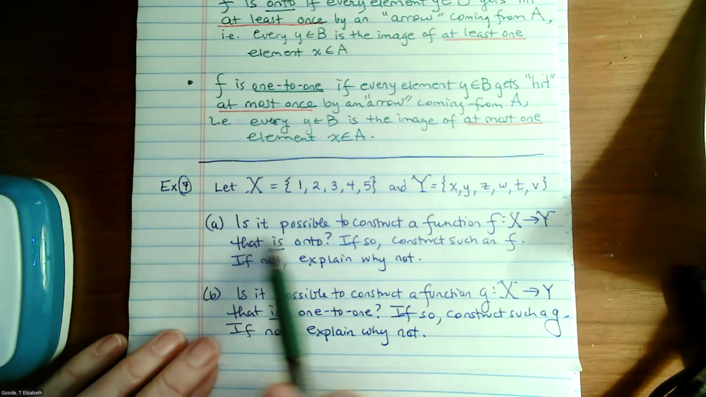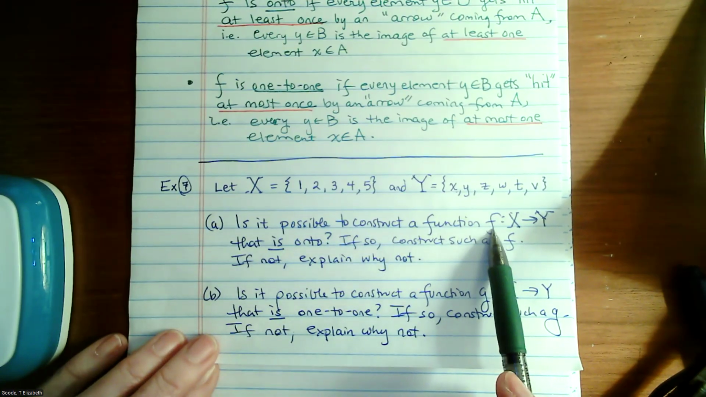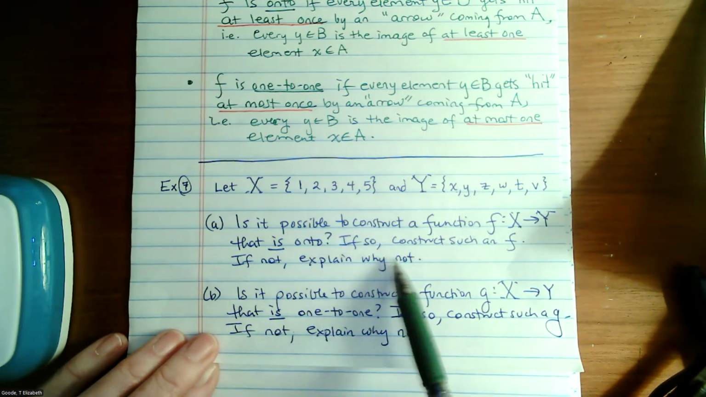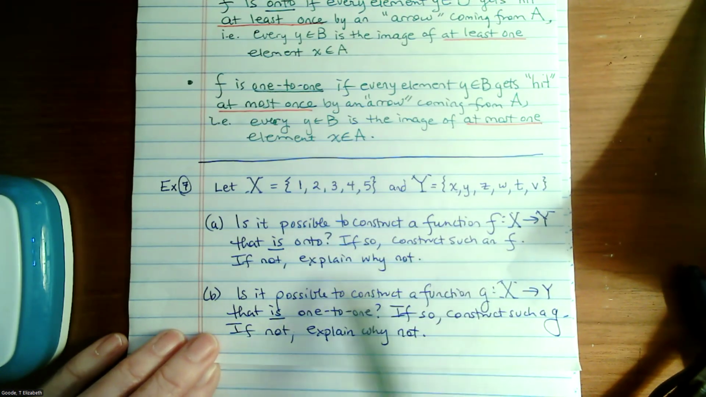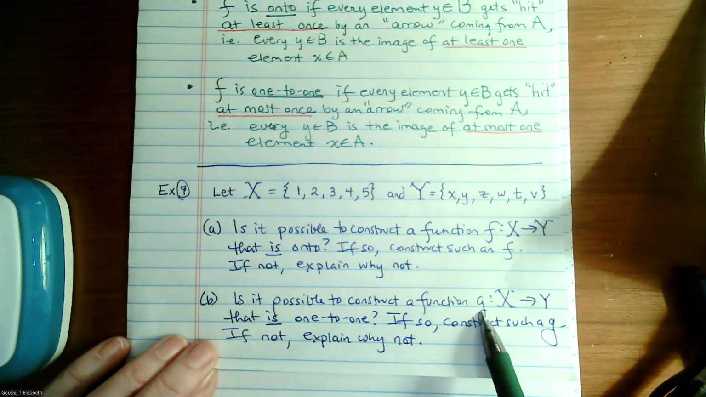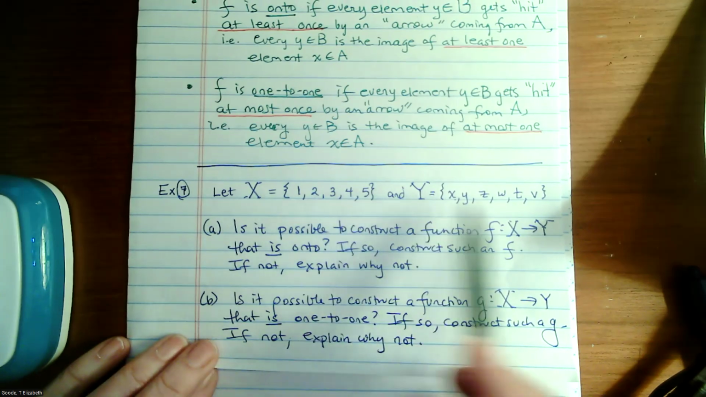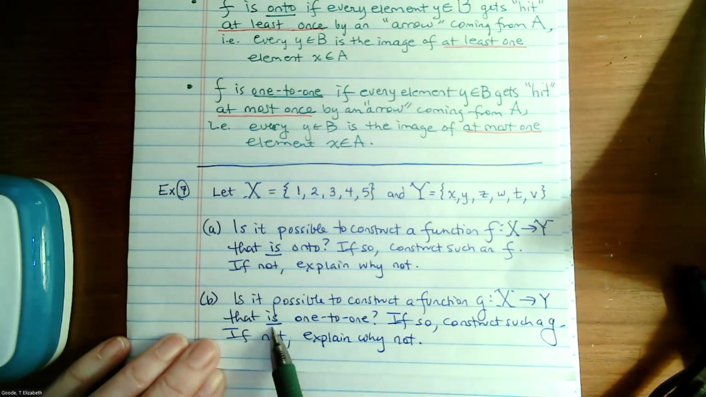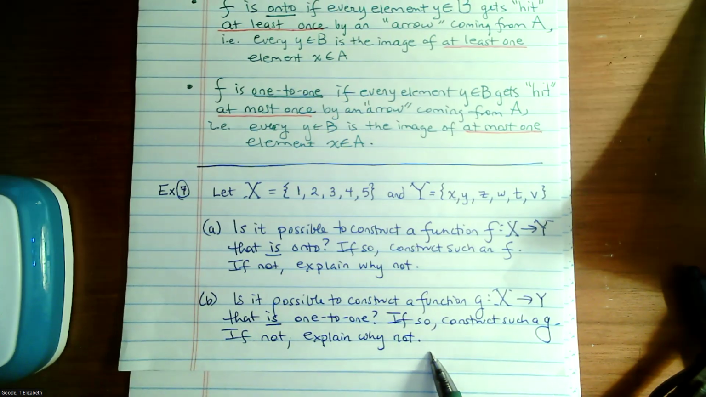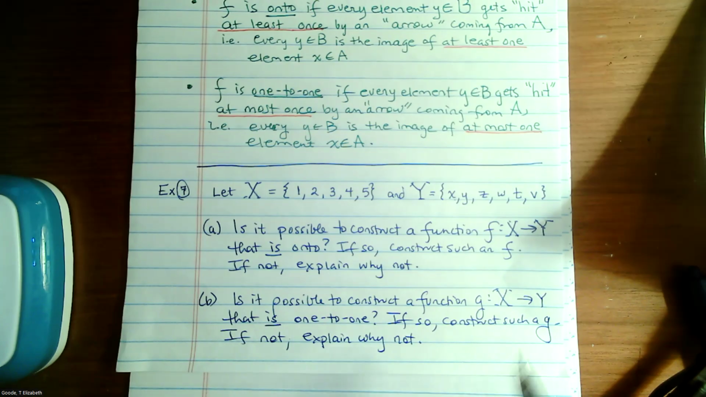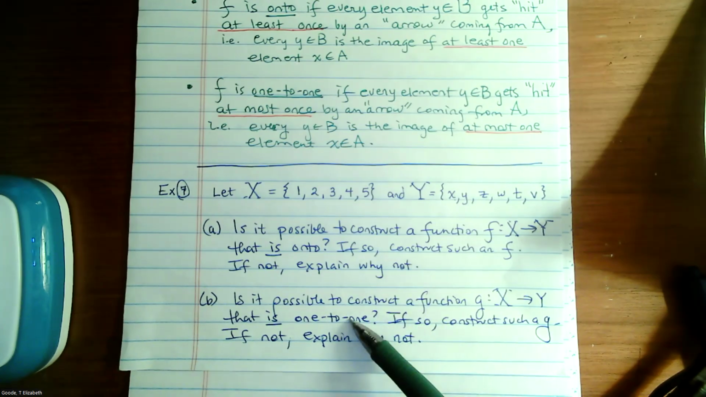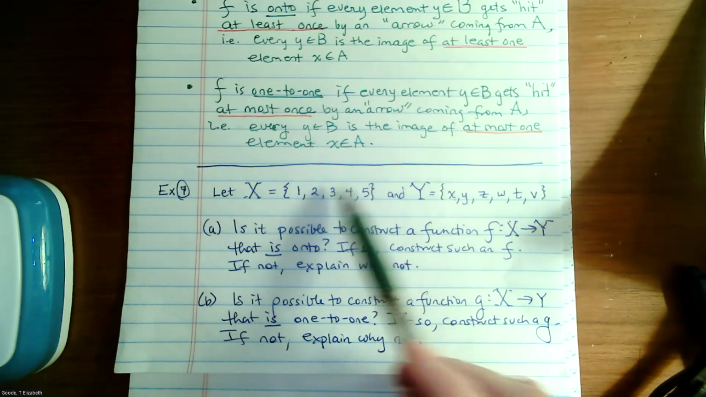Part A, is it possible to construct a function F from X to Y that is onto, and if so, construct such a function? If not, explain why not. Is it possible to construct a function G from X to Y that is one-to-one? If so, construct such a G, but if not, explain why not. So I'm asking, can you build an onto function from X to Y? Can you build a one-to-one function from X to Y?